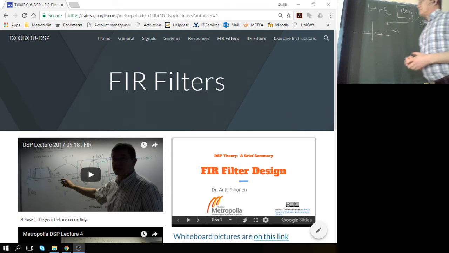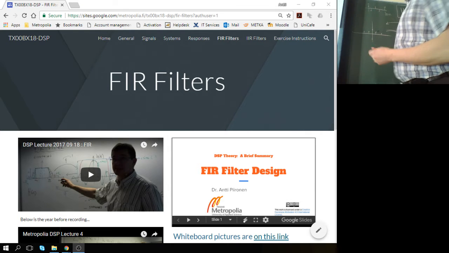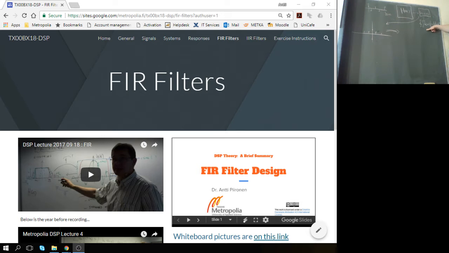You can have better amplitude response characteristics with IIR systems with fewer parameters, less calculations. But basically, the finite impulse response systems are nice because of the linear phase response, meaning that all the frequencies that are coming in will have the same time delay through the system. Okay, that's the whole thing.